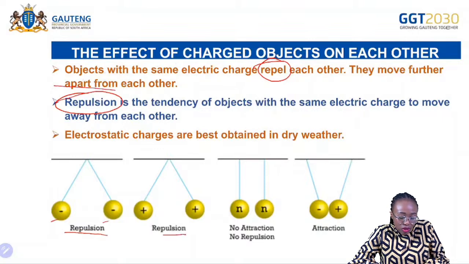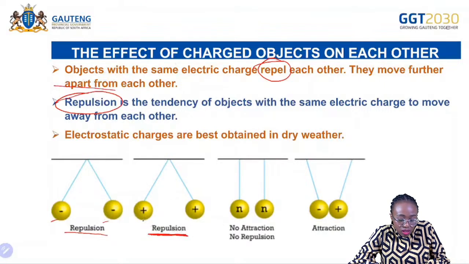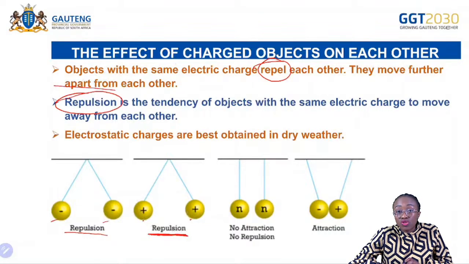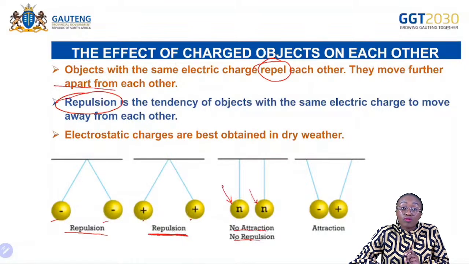So they are going to move further apart from each other. Next, there's also some repulsion being exhibited here because we've got like charges. The charges are the same. This ball is positively charged and the second ball is also positively charged. So they will move away from each other. Then, no attraction, no repulsion. These are two neutral balls. They have no charge. They are both neutral.